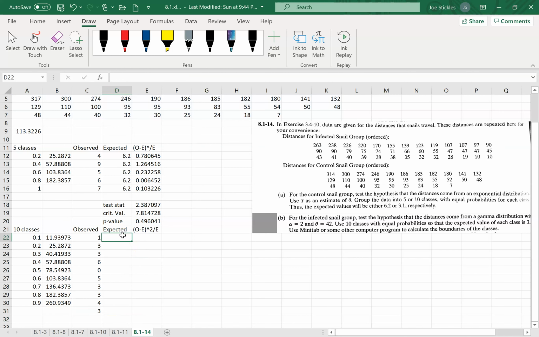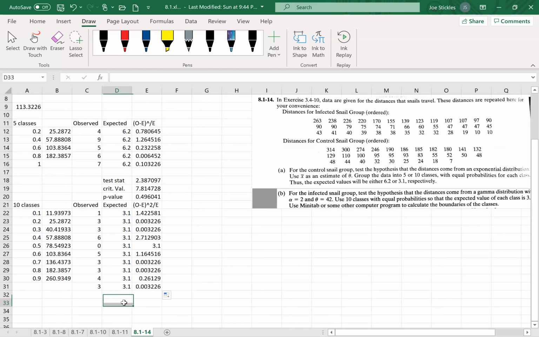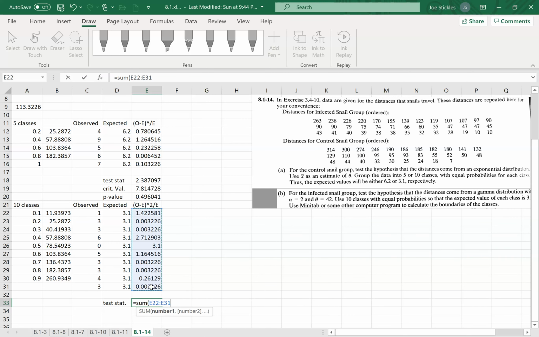All right. Now, they already tell you in the problem that the expected value in each class is 3.1, but again, to figure that out, you would take the total number, which is 31, and multiply it by the probability, which is 0.1, to get that we really do expect to see 3.1 in each class. Observed minus expected squared over expected. Pull. Calculate our test stat. So we'll add up our computations from above.